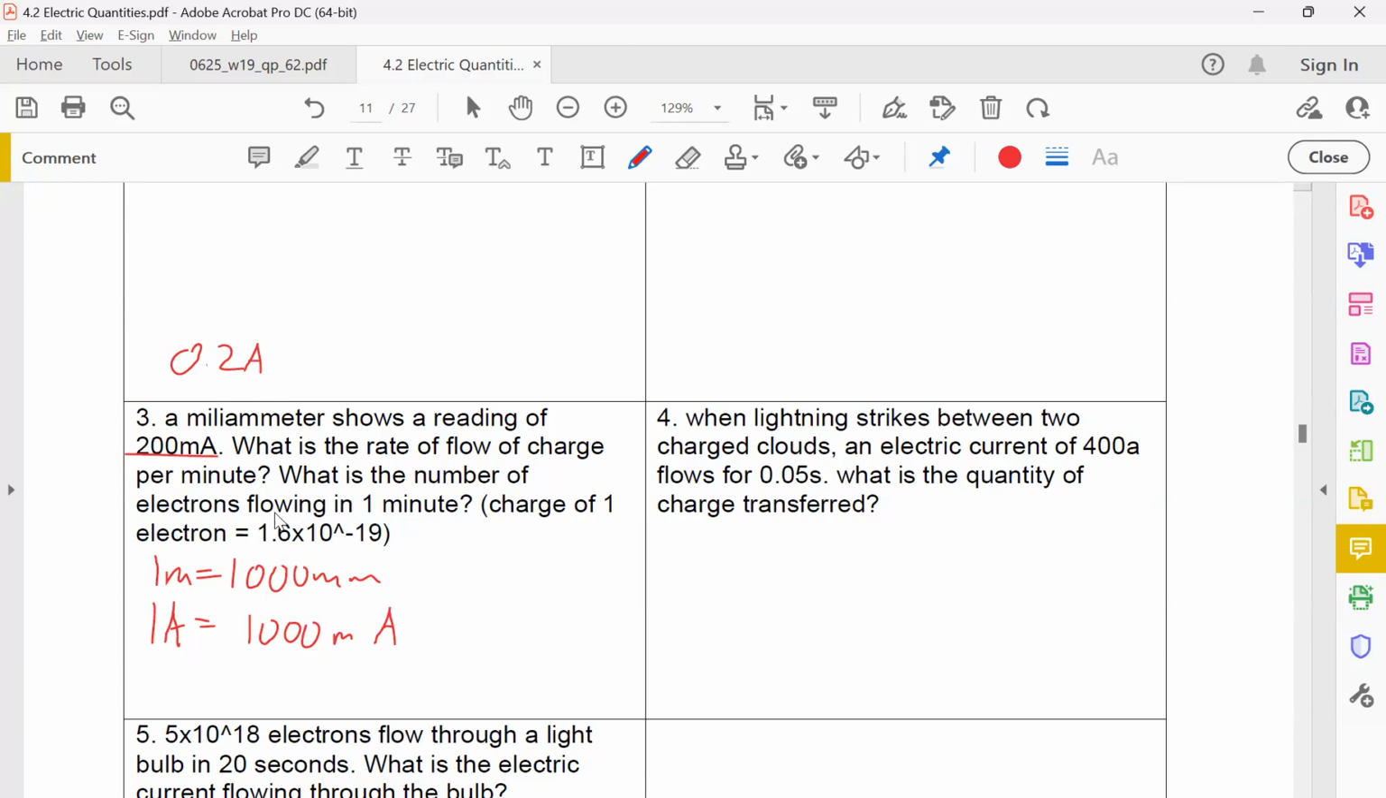Hey, make sure you look at your prefixes. Sometimes it could be small k, sometimes it could be big M. All of them represent different things. K is 1,000, and big M is million.